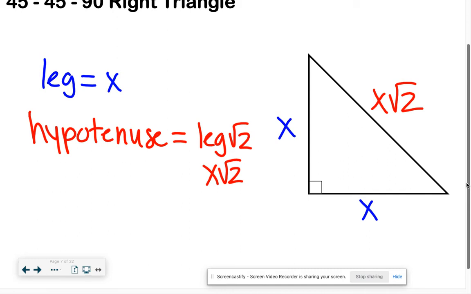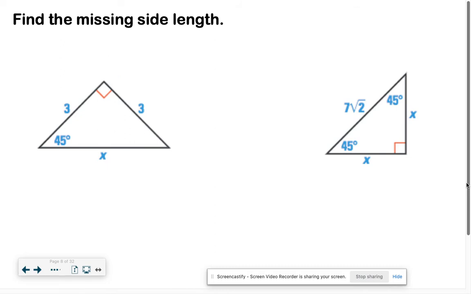Did we all get this down, folks? Okay. Let's try some pretty easy examples. It says find the missing side length. So first we have to decide, are we looking for a leg or a hypotenuse on this first one? It's across from the right angle, so this is our hypotenuse. That's 3 square root of 2. Because you take what your leg is, and then that goes in front, and it's always square root 2.